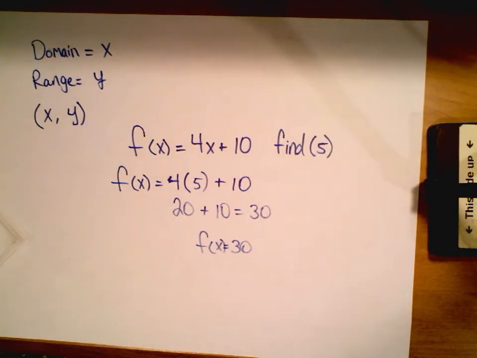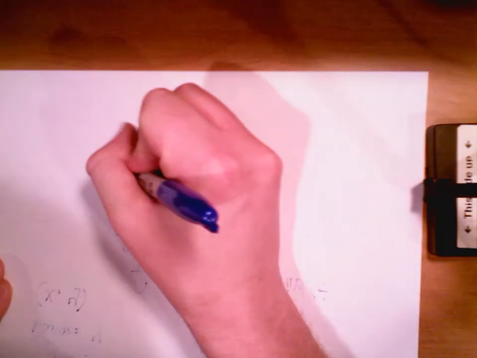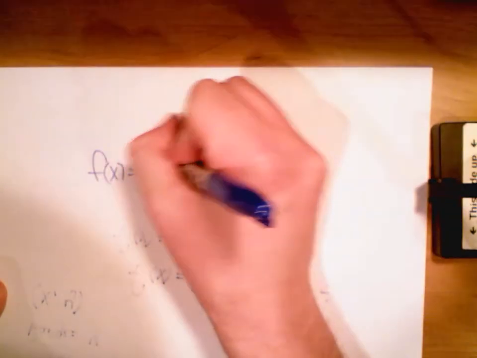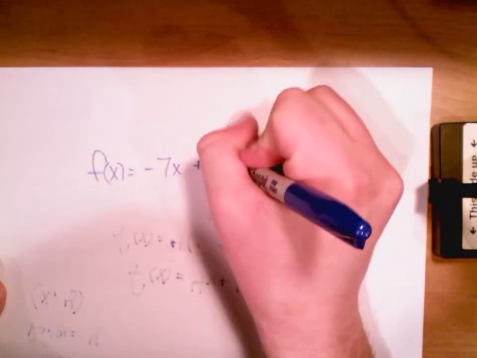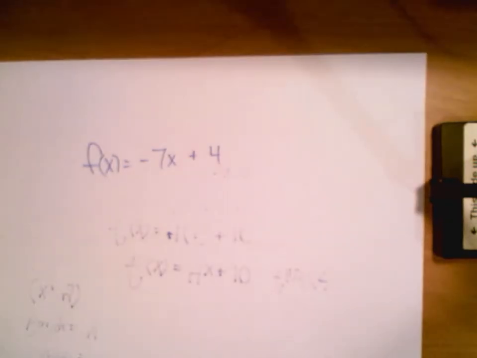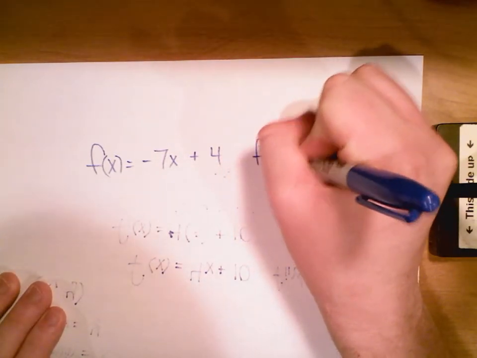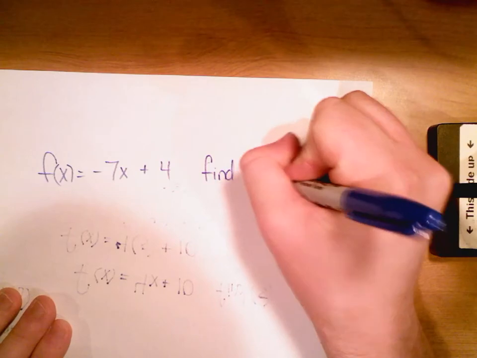Now, let me show you one more example. Let's do something easy like this. F of x is equal to negative 7x plus 4. Okay, here's our new equation. Now, if I take a look at it, of course, I've got two sections of stuff, and I'm missing something, and that is my find. So, what number am I trying to solve for? Which is f of 11.